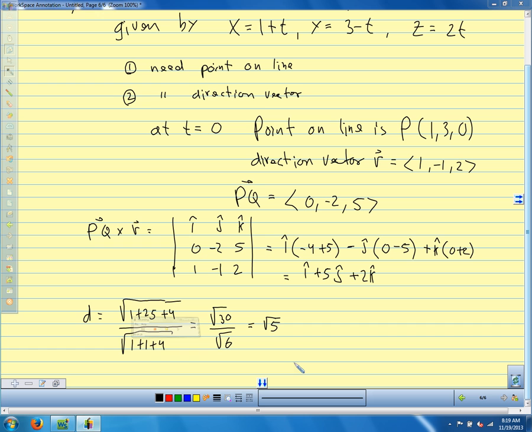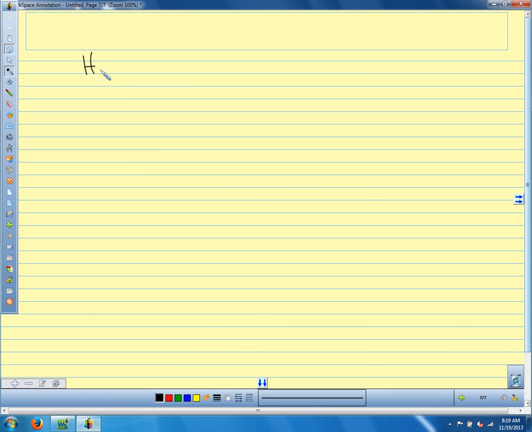Tomorrow, or on block day, for those of you that are going to be here, we'll talk about how we describe a plane in space. And that has to do with normal vectors. All right, so our homework.